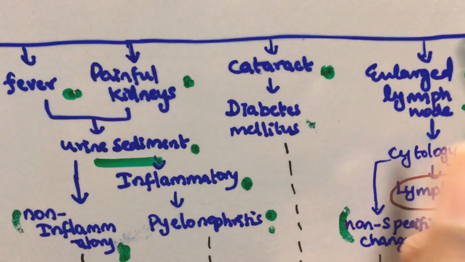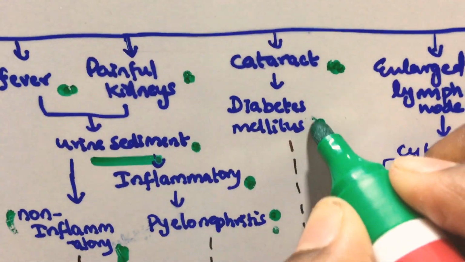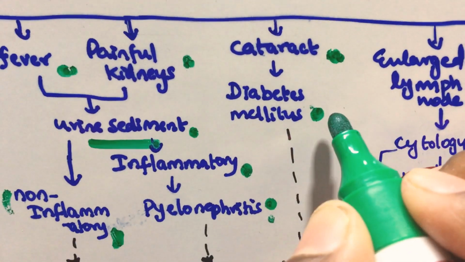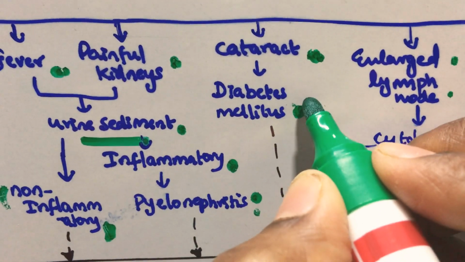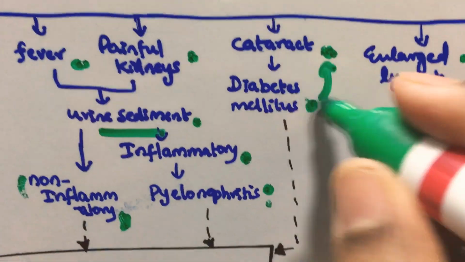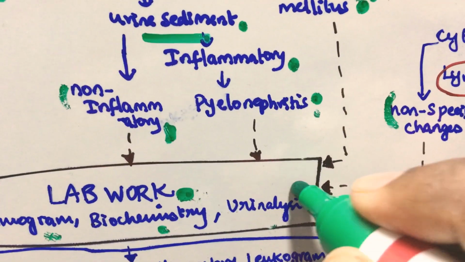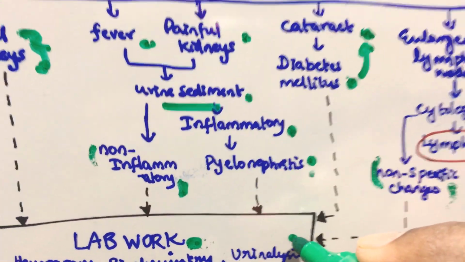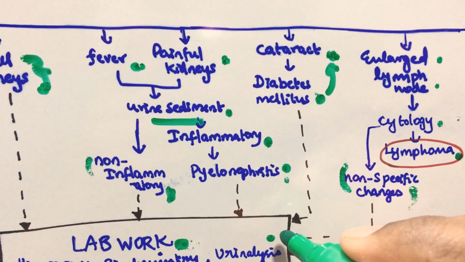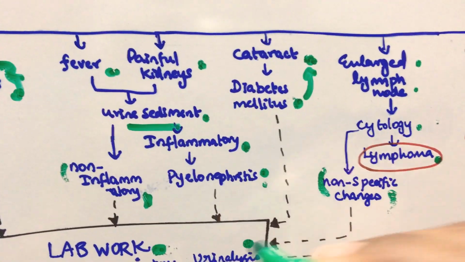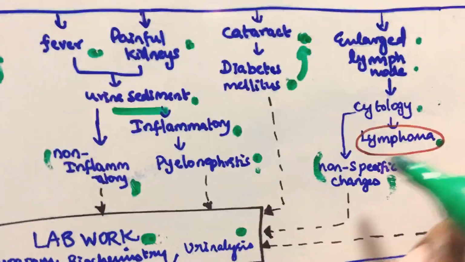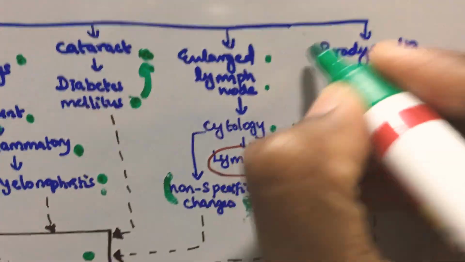Similarly, if our patient has cataract, the first thing you need to think of is diabetes mellitus, because diabetes mellitus directly correlates with cataract. And then you will proceed with lab work by estimating random or fasting blood glucose levels, urine glucose levels, etc.